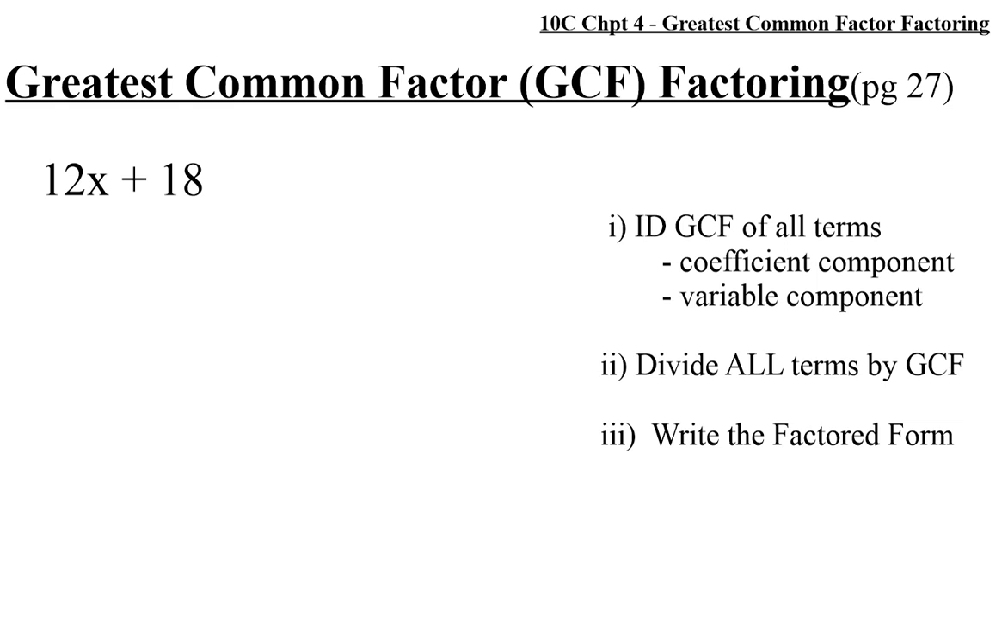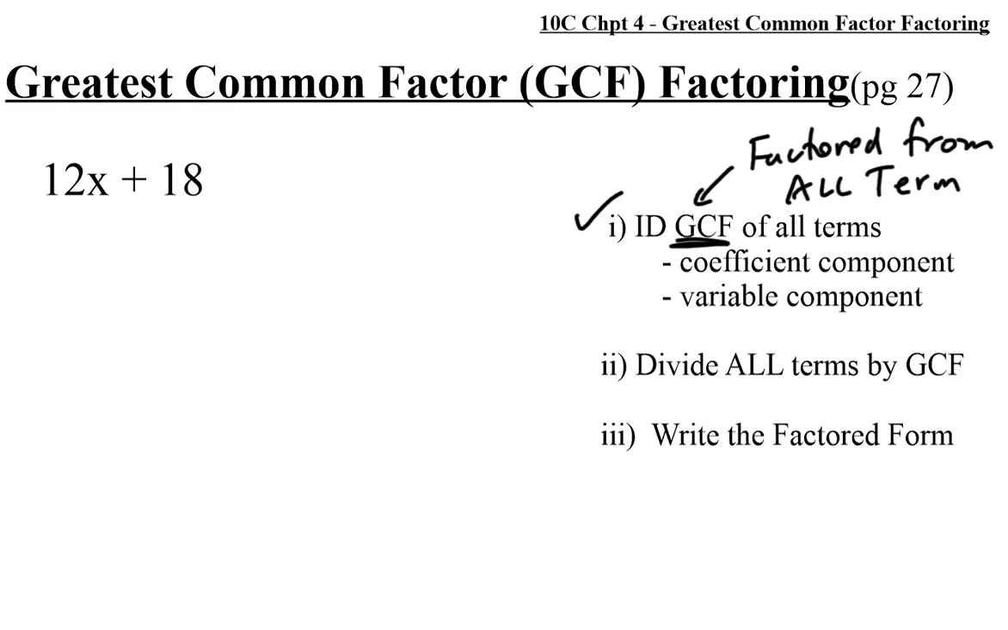So let's take a look at this. We have 12x plus 18. The first thing we want to do is identify the greatest common factor. That's the biggest value that can be factored from all terms. Now, I refer to it as removing: can you pull out what amount from each term? When we do a GCF, we have to worry about the coefficients, the numbers in front, and we have to worry about variables.